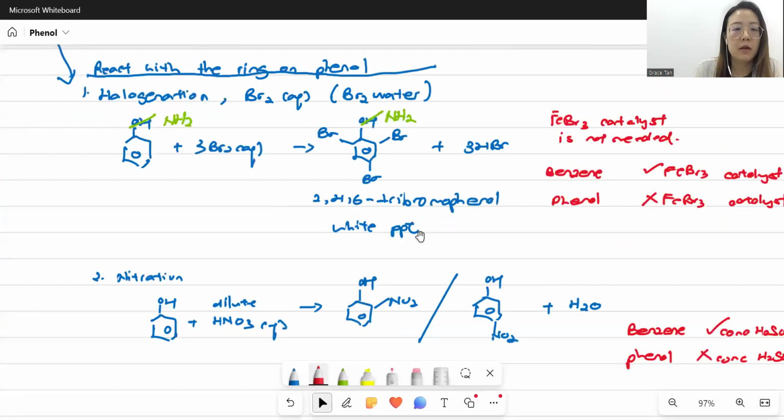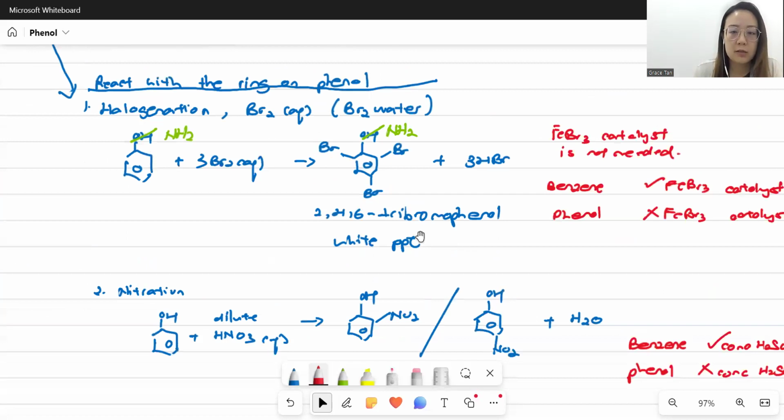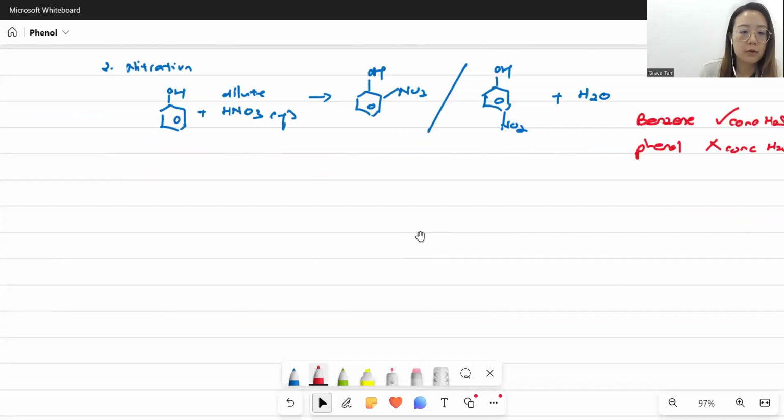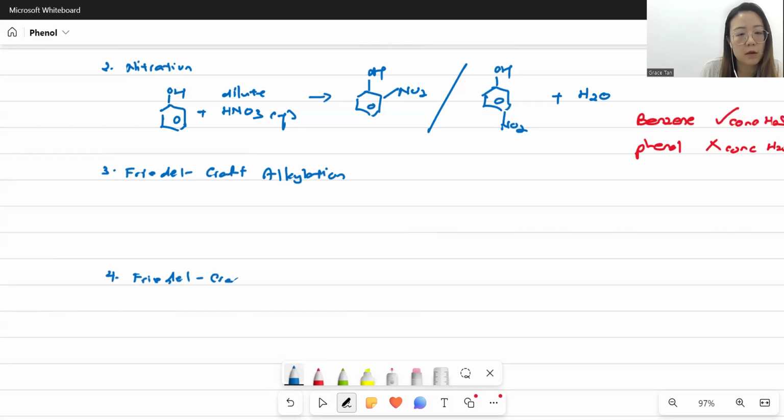Okay, so out of the 4 reactions, halogenation and nitration are the main 2 focus. Of course, if you want to talk about the third one, which is Friedel-Crafts alkylation, and number 4, Friedel-Crafts acylation. This one, the condition will remain status quo like a benzene. They still need the halogen carrier. So to complete the 4 reactions on the benzene ring of a phenol compound, we are only attacking the ring, not the OH.